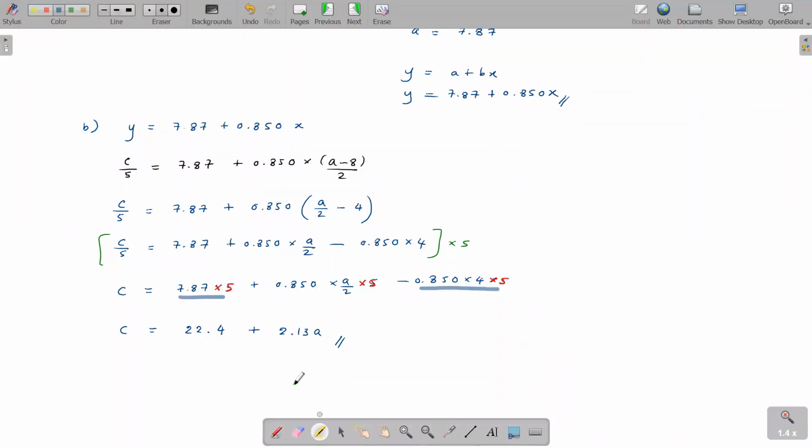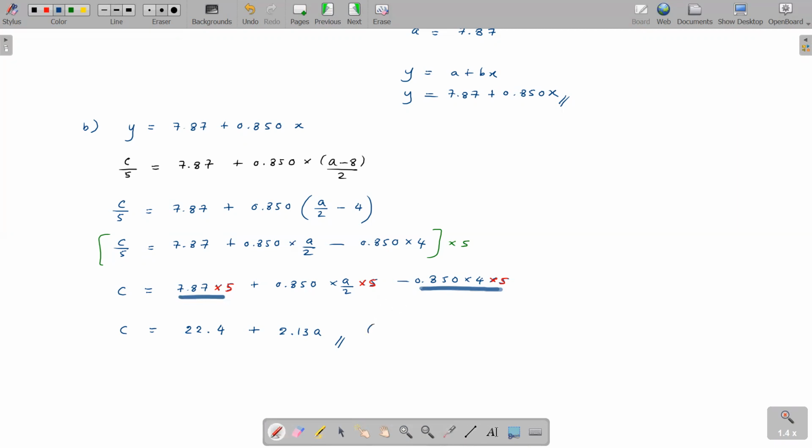Alright, guys, so I added these two blue color sections together. And now remember, don't go for fractions because you have already used figures that are corrected to 3SF. Okay, so you can give the answer directly here. 7.87 into 5 minus 0.850 into 4 into 5. These two give 22.35. That's 22.4 correct to 3SF. This guy, 0.850 into half into 5, gives 2.13 corrected to 3SF.